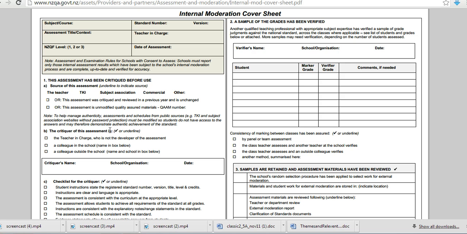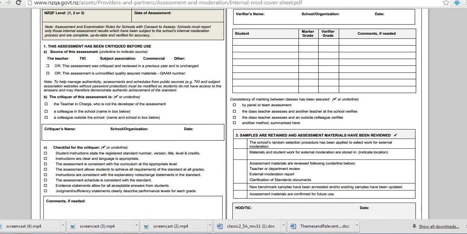And what I would need to do is to get someone who isn't me, and preferably someone who is a classics teacher, to critique my assessment. So I would use my NZACT connections or someone else in my school, and I would ask them to critique this task. They have to sign their name to it, put their school or organisation and date it. And it's really important that this is done well before the task is due to be issued to students.